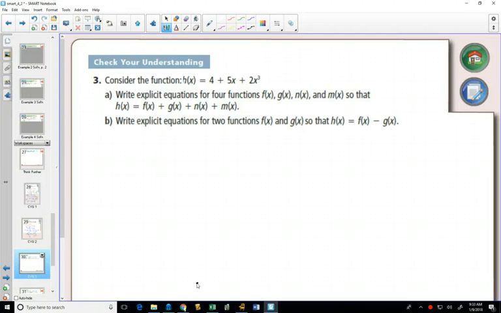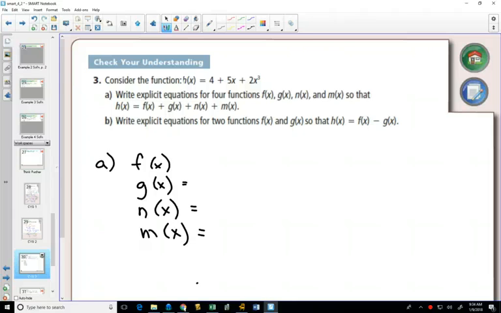In example 3 and in example 4, they give us a function that's already been a combination of other functions, and then they want us to come up with, in this case, 4 different functions so that if they were added up together, you would get 4 plus 5x plus 2x cubed. So there is an infinite amount of right answers for this.